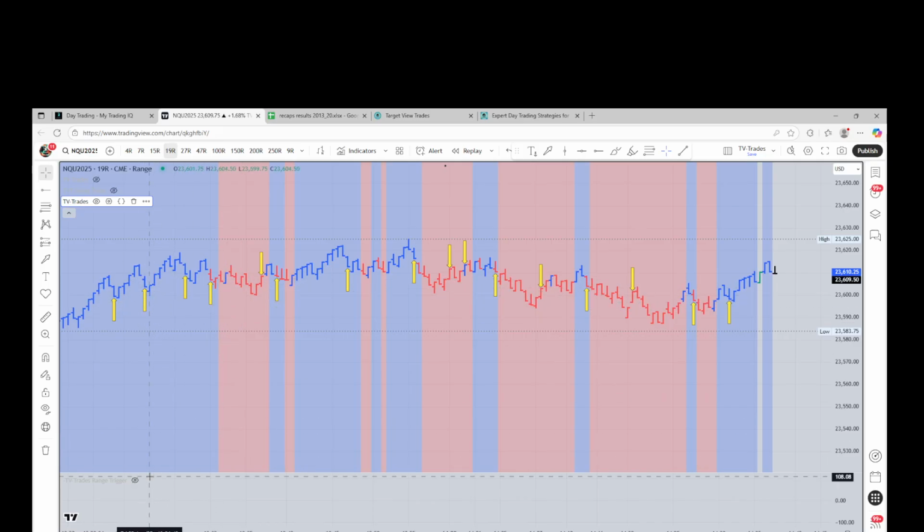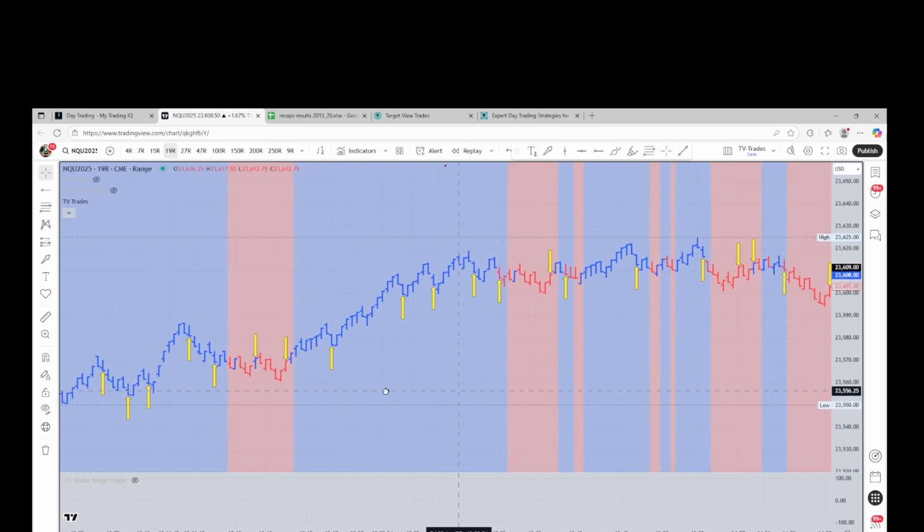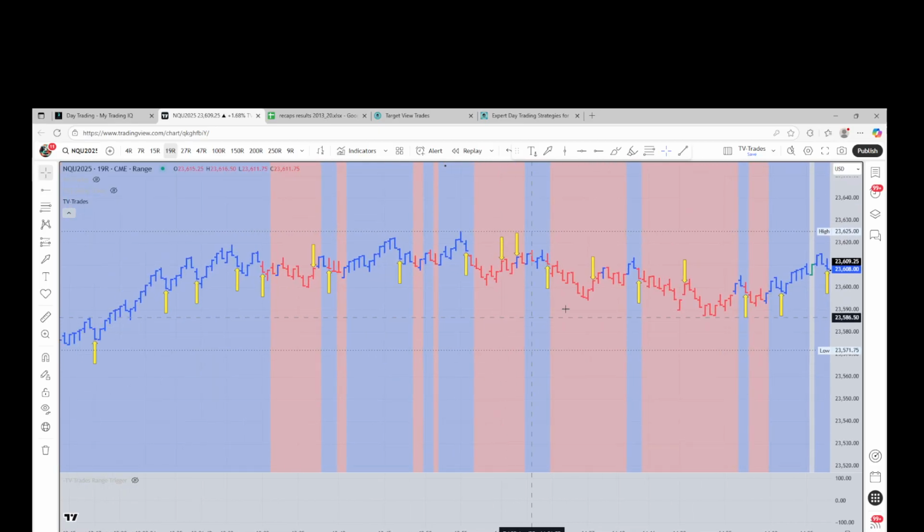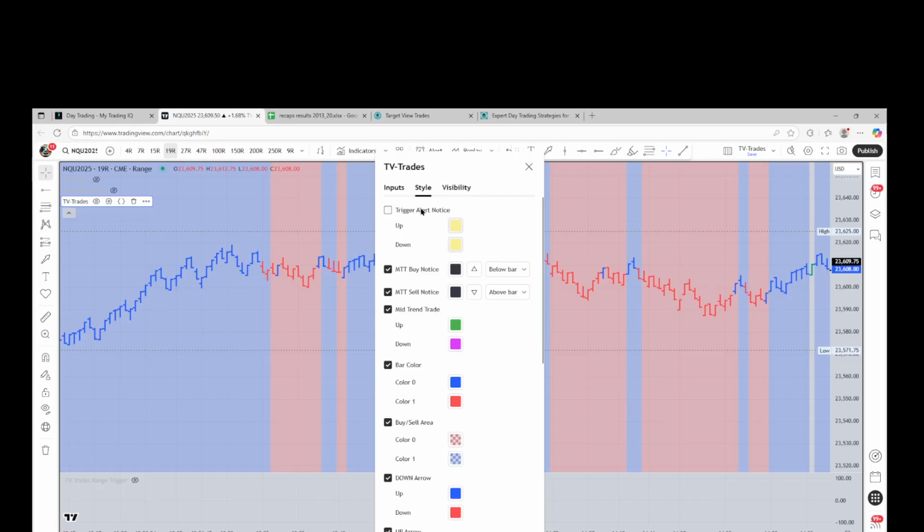So it's just letting you know that price went into a position, the trigger went into a position where you're likely to have a trade on the next bar. That's what the yellow arrow is telling you. Now, I don't have the trigger turned on. I want to add that separately, but I want to go through these individual things that have to do with the TV trades first, okay? So that turns that on. It's right here under Style, Trigger Alert Notice.